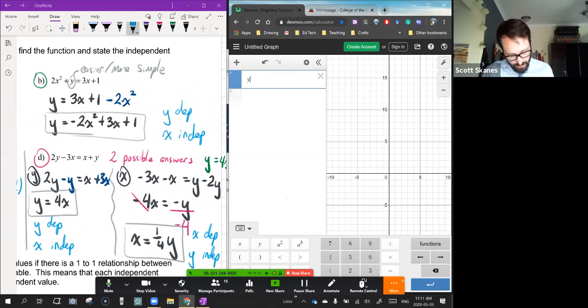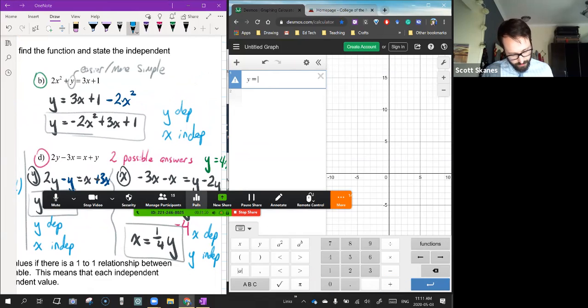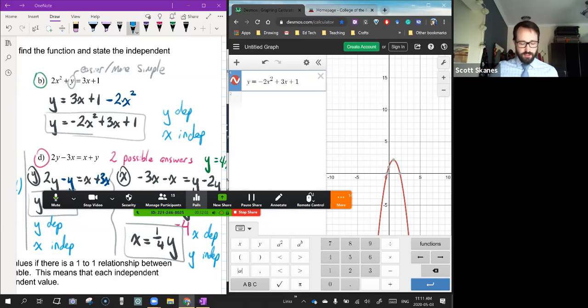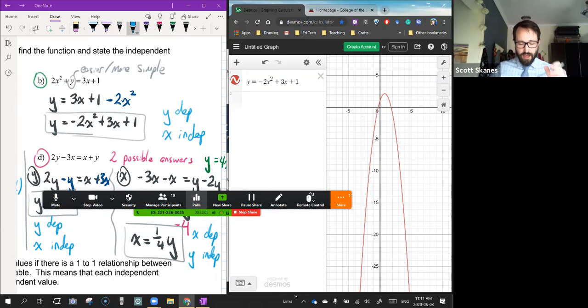I'm going to say y equals negative 2x squared plus 3x plus 1. You should get this on your phone. It's got a great app. You can do this while I do this so that you don't fall asleep. Now this function, this is what it looks like. And the reason it's nice to know what the function looks like is it tells us how the graph changes based on our x values.